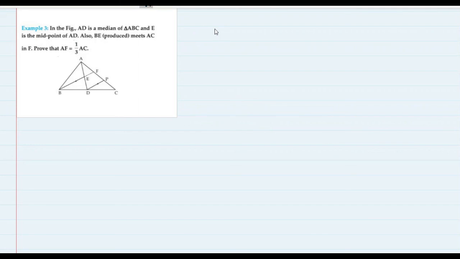Okay, so in this figure, AD is the median of triangle ABC and E is the midpoint of AD. Also, BE produced meets AC in F. Prove that AF is 1/3 of AC.